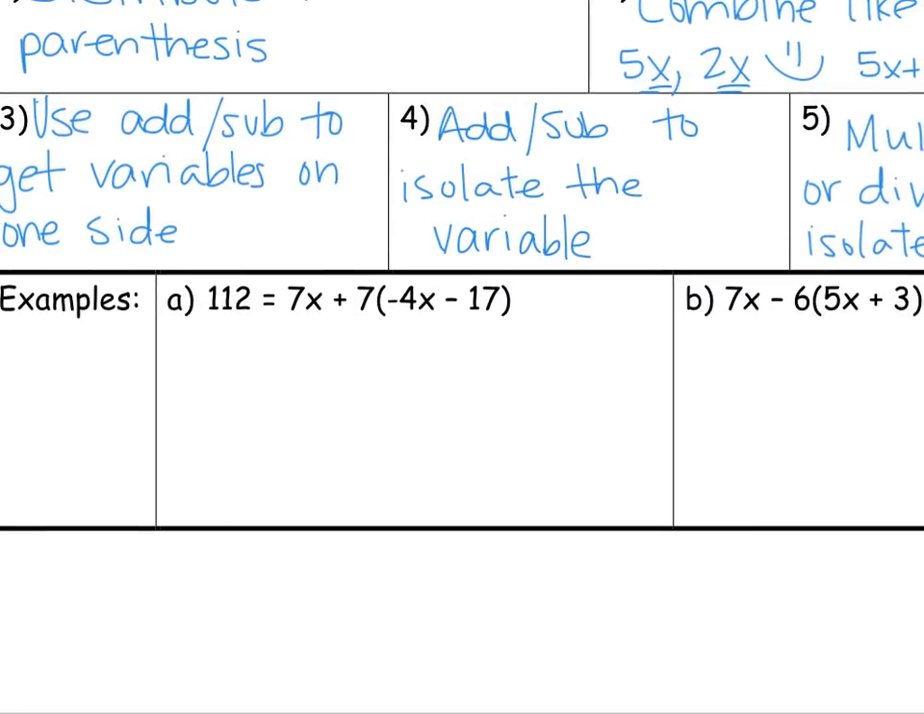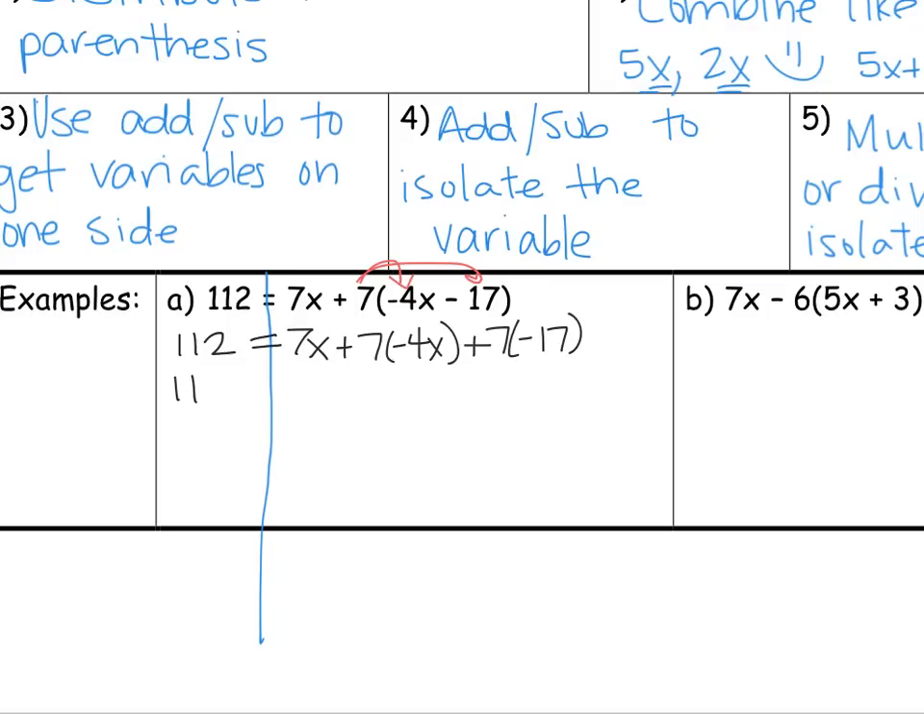So let's look at example A. First thing we want to do, I like to draw a river. That just means what I do on one side of the equal sign, I have to do to the other side of the equal sign after I get rid of parentheses and combine like terms. So we're going to distribute to get rid of this set of parentheses right here. This doesn't change. We haven't done anything to it yet. The 7x is not going to change, but we have to multiply 7 times negative 4x plus 7 times negative 17. And we're going to simplify that.